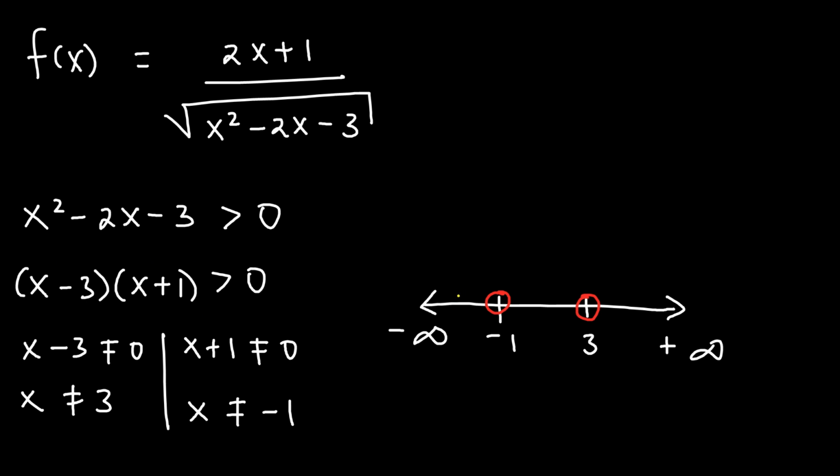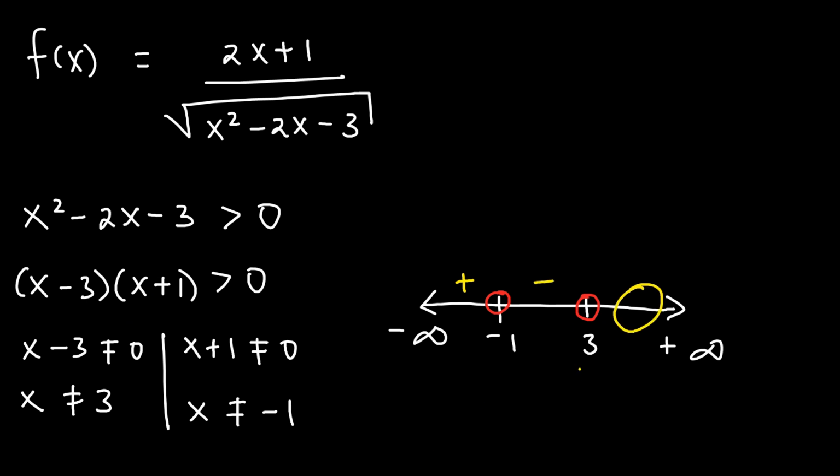In this case, we need to put in a number between negative infinity and negative 1. Let's say we put in negative 2. Negative 2 minus 3 gives us negative 5, so this is negative. And then negative 2 plus 1 will be negative 1. A negative times a negative gives us a positive. Now how about the second region? We need to put in a number between negative 1 and positive 3. Let's put in 0. 0 minus 3 gives us negative 3, and then 0 plus 1 will be positive 1. A negative times a positive will be negative.